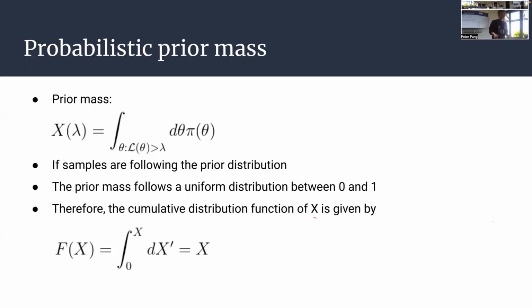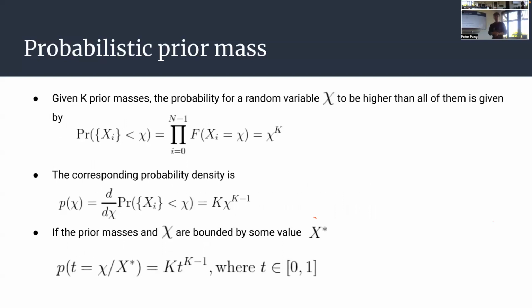But then this one is still not very useful, right? It's still a very broad distribution, and there's no guarantee that the values I sample will actually be the prior mass for the actual point, because it's a very, very wide distribution. So the other part of genius is that rather than looking at one single point, we actually populate it. So let's say there are k prior masses, and I'm going to calculate how likely another random variable, called chi, is higher than all of them.